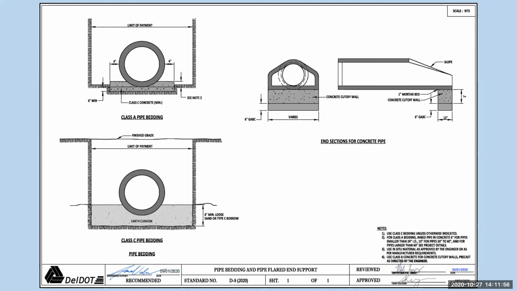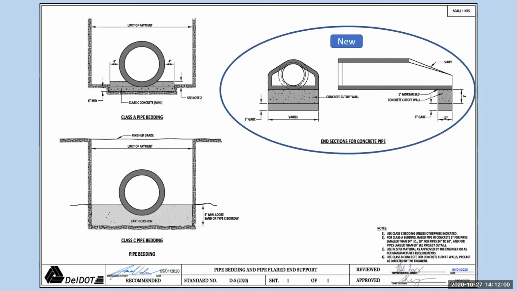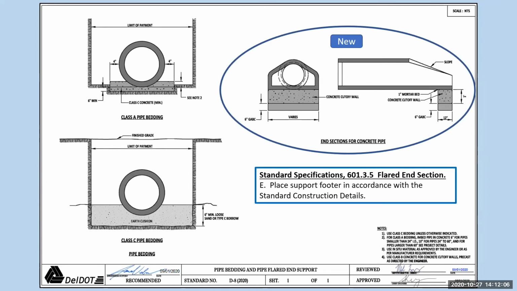Okay, the pipe bedding and pipe flared end support. So for this one, we added the end sections for the concrete pipe. This is new. And it goes in line with the standard specification 601.3.5 flared end section. And E, you see place support footer in accordance with standard construction details. That would be the concrete cutoff wall under the flared end section.